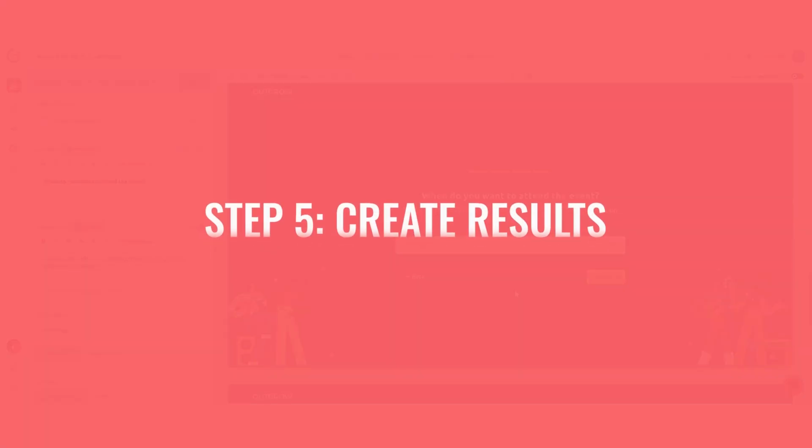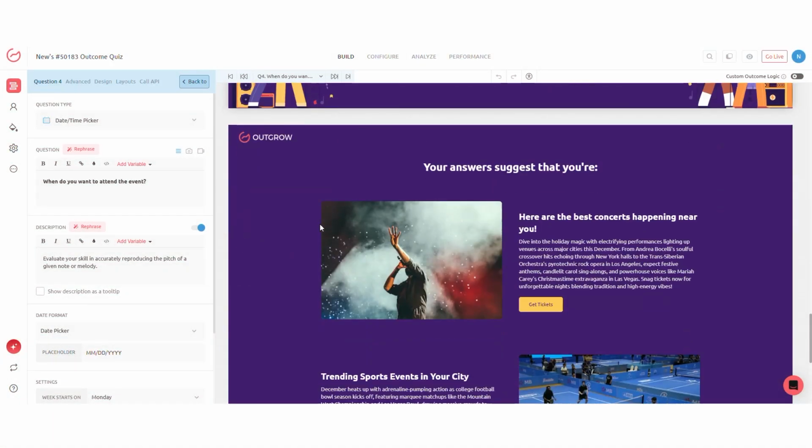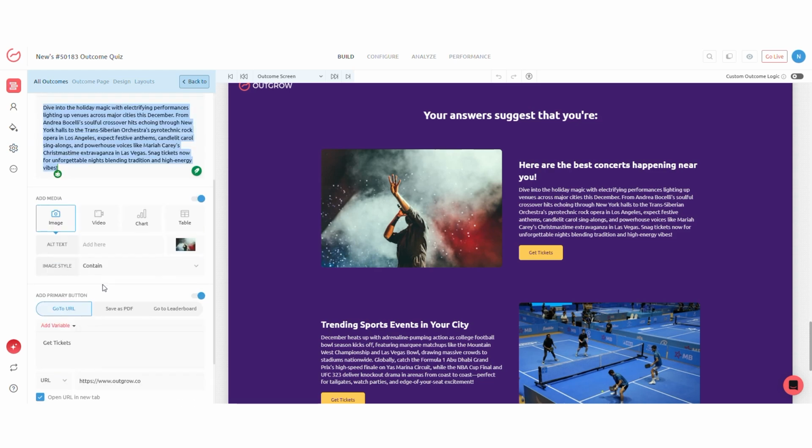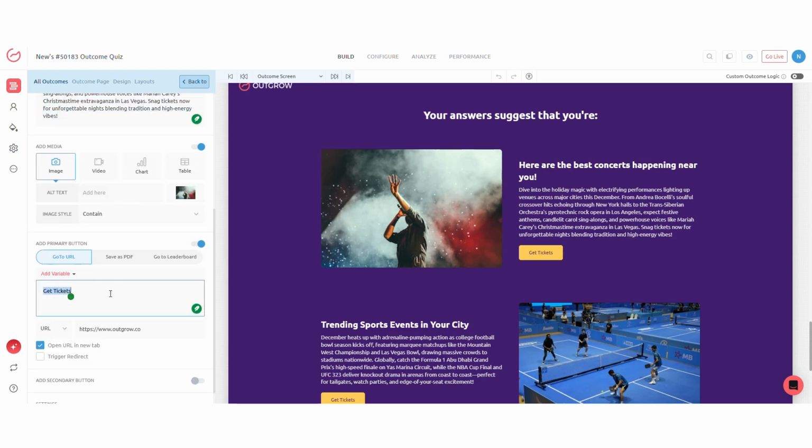Step 5. Create results. Now that the questions are set, let's build what results the user will see. For each result, add a headline. For example, here are the best concerts happening near you. A short description, a CTA button like Get Tickets. Attach a URL to your ticket page or affiliate link. Add images of the event category.